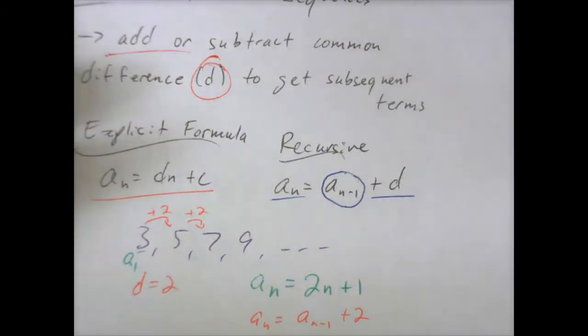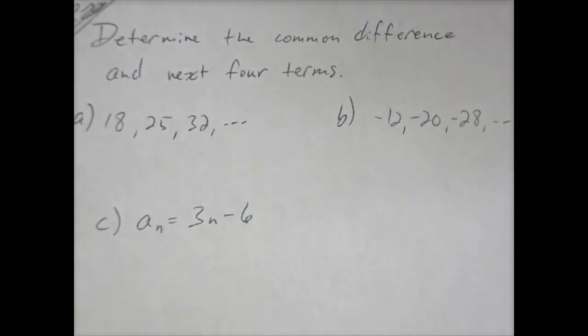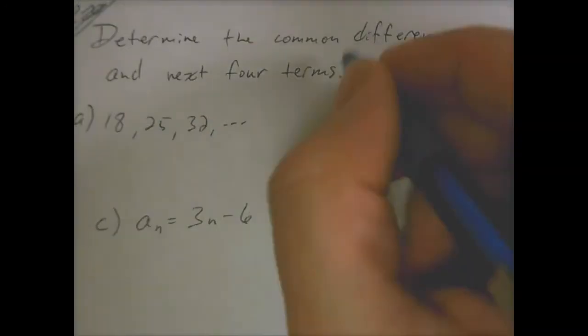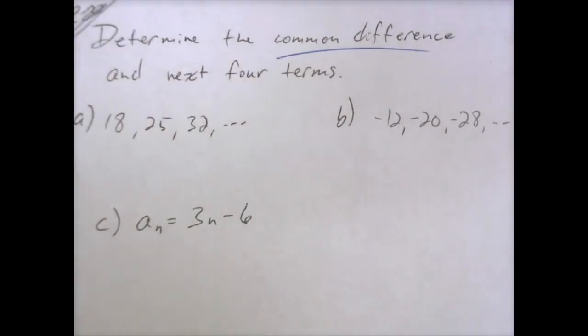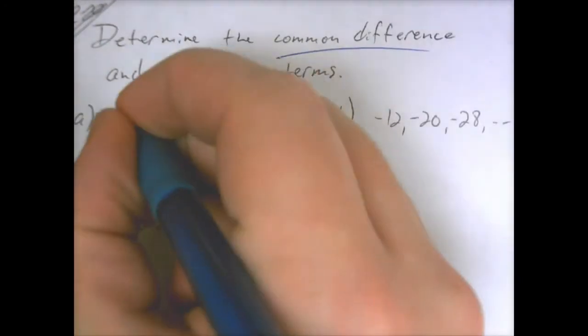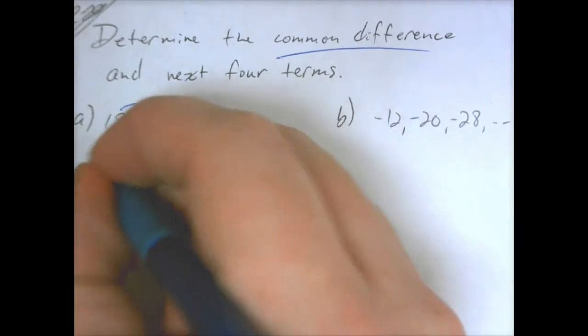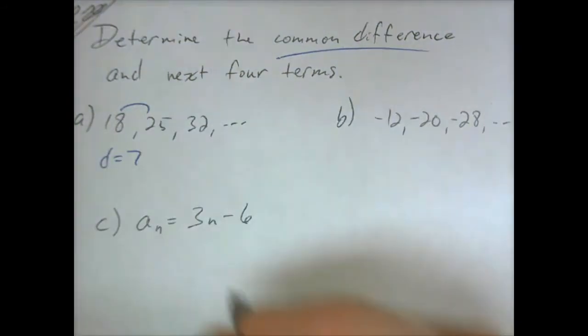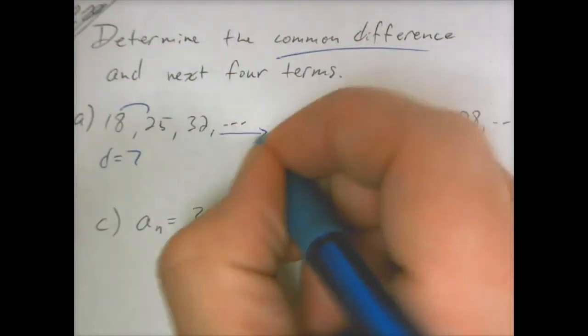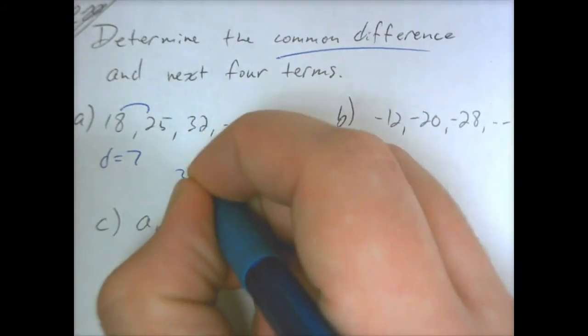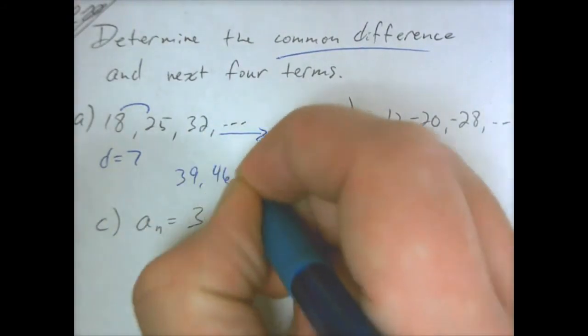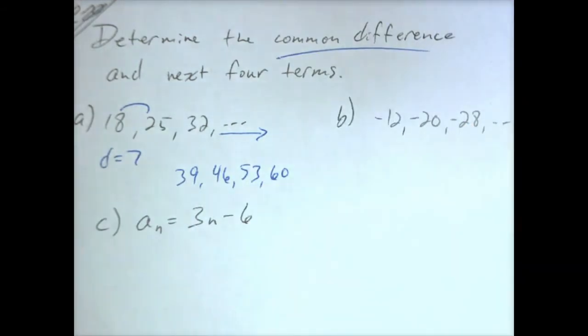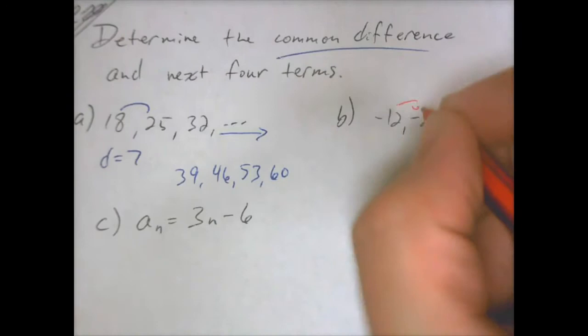Alright, take a second, pause the video, write down the example. In this one, we are determining the common difference and finding the next 4 terms. If it's saying common difference, I know that this is an arithmetic sequence. It looks like this one is going up by 7, so my common difference would just be 7. To find the next 4 terms after 32, I would add 7 from there, so 39, 46, 53, and 60.